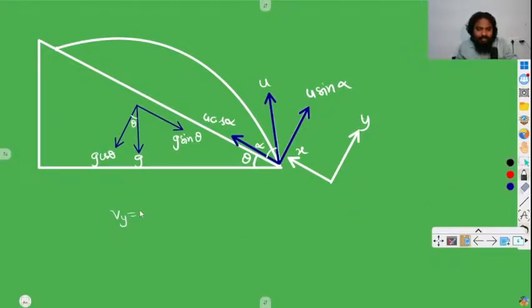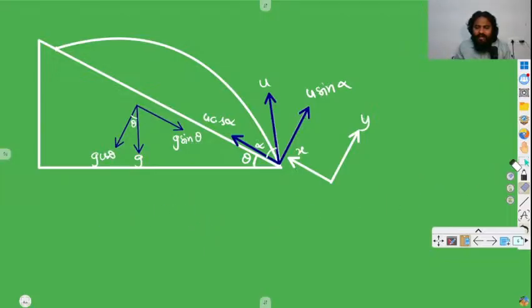Vy is equal to uy plus ay into t, right? Time of flight. I mean, let me take time of ascent. No need, we will directly find it. Or I'll tell you a very simple method for this.